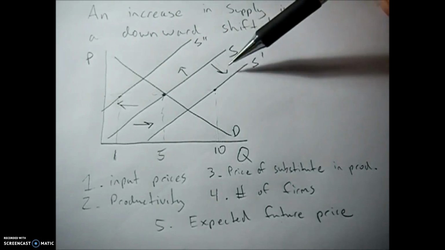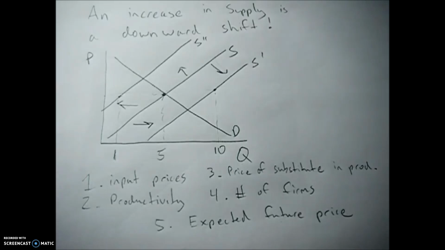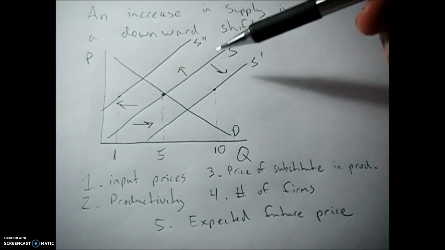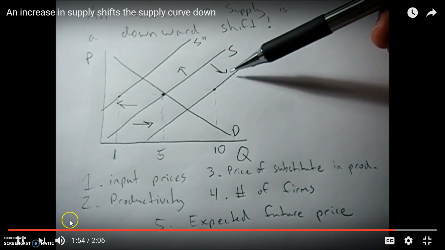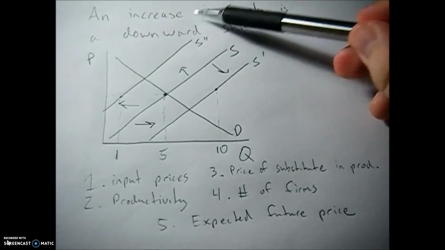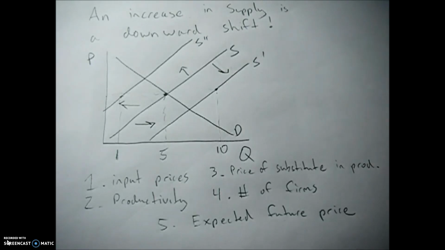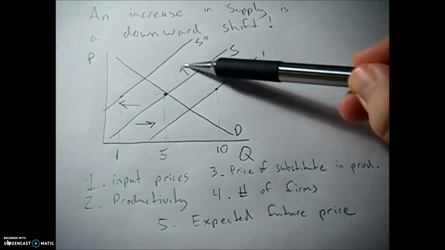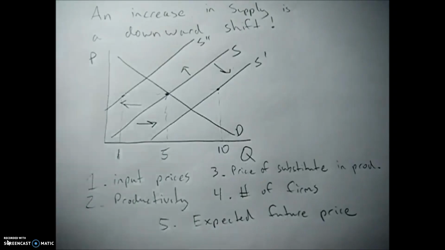Which would also increase supply because they want to sell those goods now at the higher price. So remember which direction the supply curve shifts. It's kind of counterintuitive. An increase in supply is a downward shift. And likewise, a decrease in supply is an upward shift.